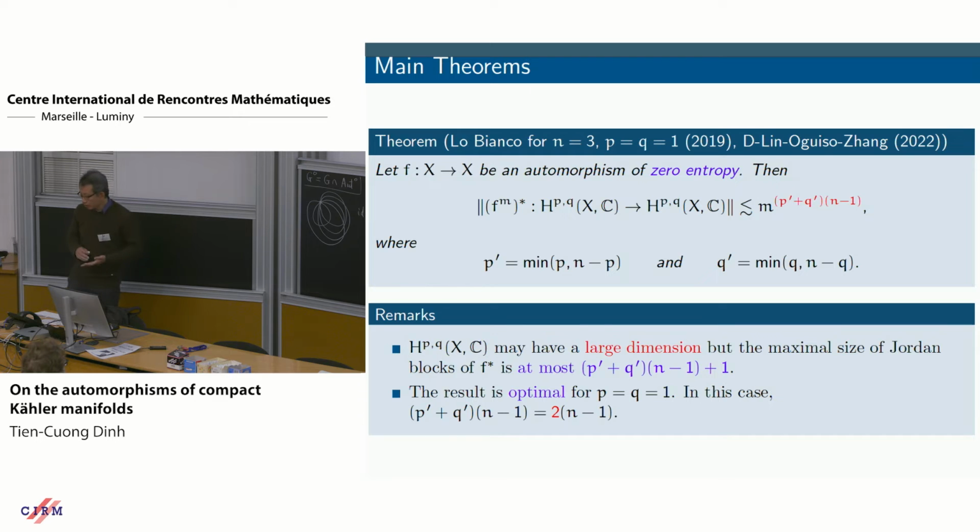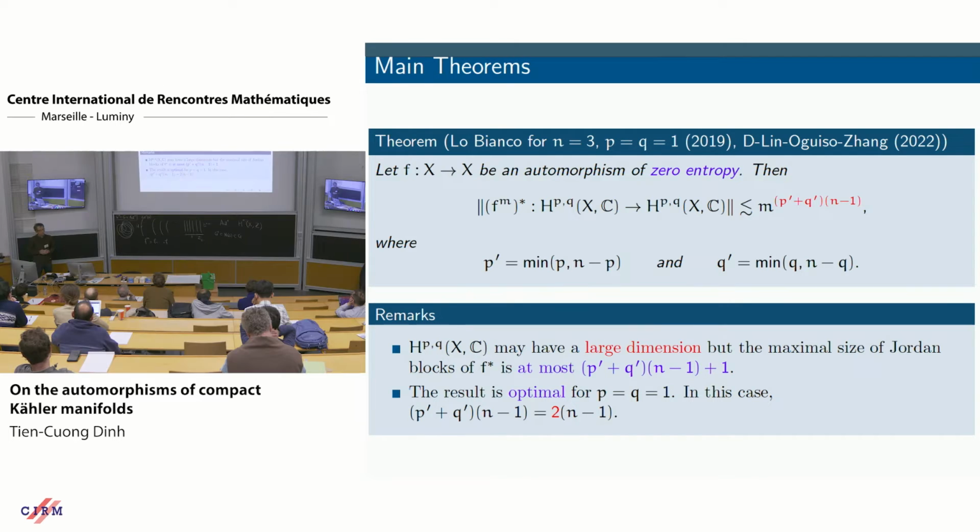So what you can see here is that the right-hand side is independent of X and of F. It depends only on the dimension of X. Okay, so this is the key point. So you take any manifold, you take any automorphism of 0 entropy, you have this estimate, which depends only on n. Okay, so this is important.